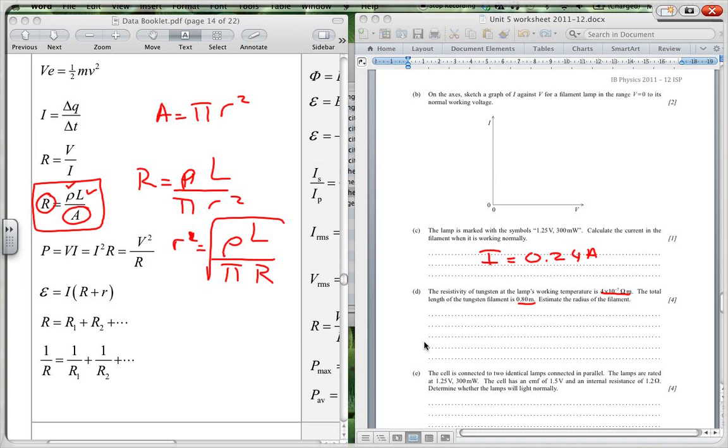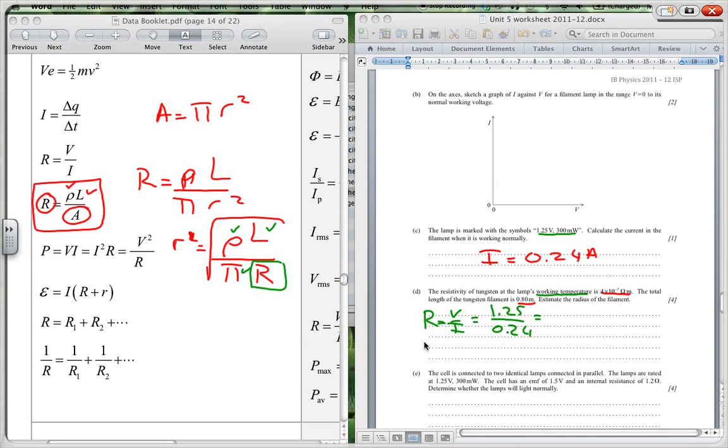Now we actually have this and this and this, but I don't have my resistance. But I can work out my resistance from these values, because we're talking about at the working temperature. So we're talking about when it's working at its correct power. So I can find my resistance here. R is equal to V over I, and I can put in my 1.25 volts divided by 0.24 amps, and calculate that.